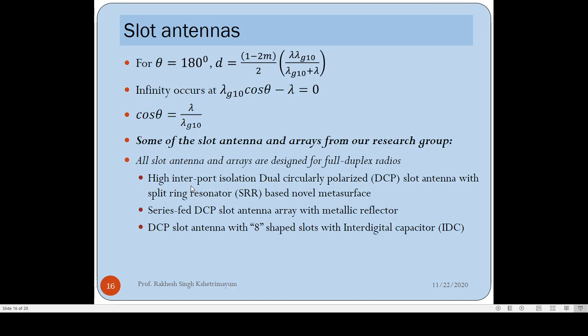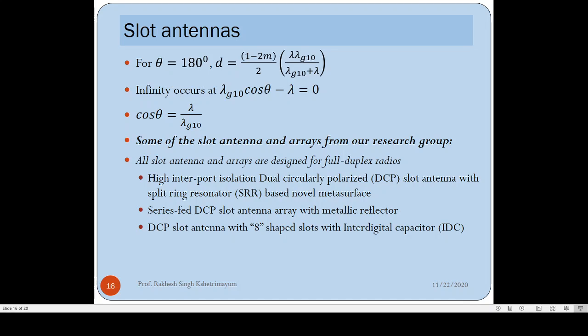I'll briefly mention three of them. The first one is the dual circular polarized slot antenna with a split ring resonator based novel metasurface. The second one is the series-fed dual circular polarized slot antenna with a metallic reflector. And the third one is the dual circular polarized slot antenna with slots and an interdigital capacitor. In the first one we have employed a metasurface, and in the second one a metallic reflector. We have already seen the effect of using a metallic reflector.